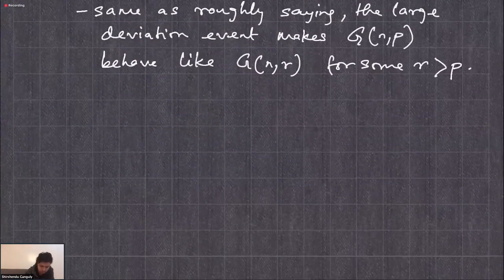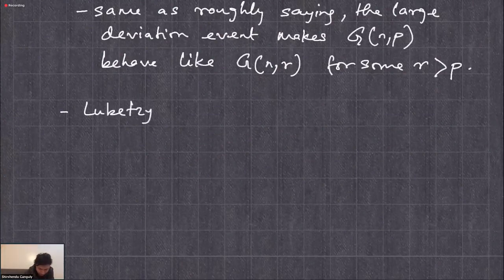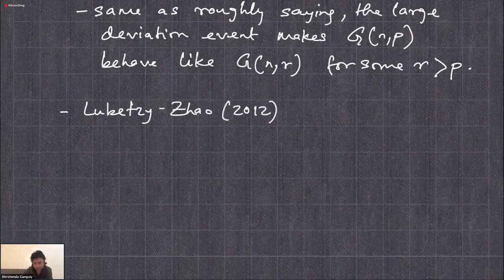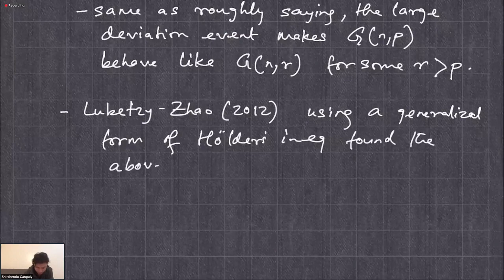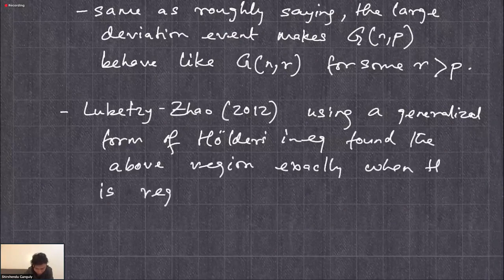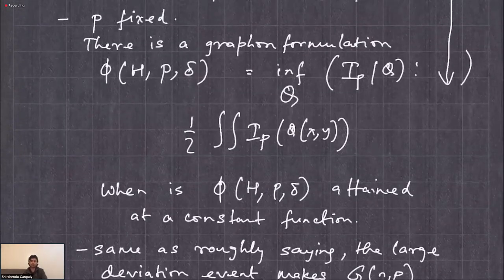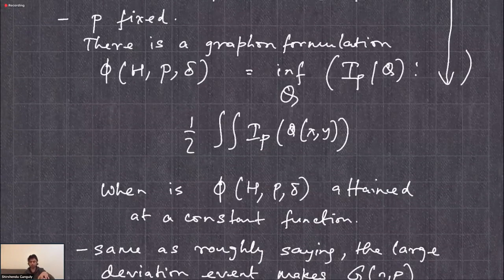Now it turns out that Lubetzky–Zhao, using a generalized form of Hölder's inequality, found the above region exactly when H is regular. H is the graph that we're embedding, a graph whose number of copies we're interested in. We want it to be larger than its typical value by a multiplicative factor. And we want to understand the graphon which has that property and the smallest entropy cost with respect to the original measure, which is constant p.